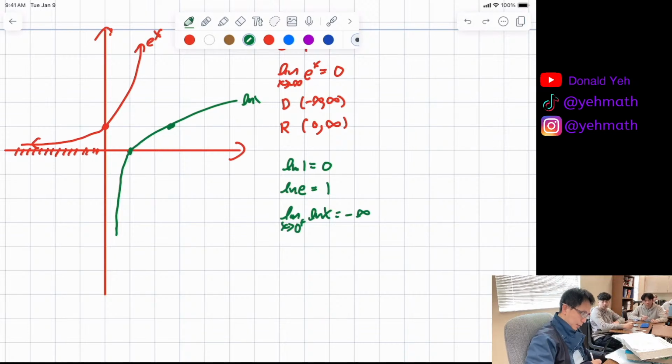That means this is 0. You're looking at 0 from the positive side. It has a vertical asymptote. So the vertical asymptote is at where? It's at x equal to 0. The e to the x graph has a horizontal asymptote. Y equal to 0 is a horizontal asymptote.